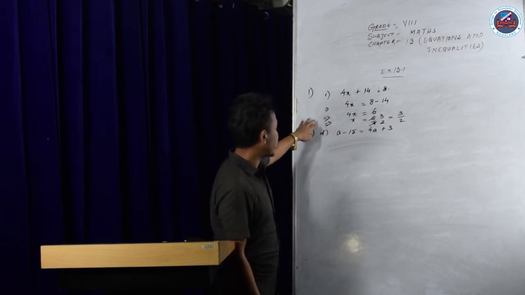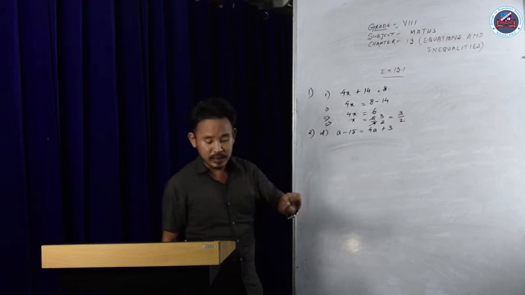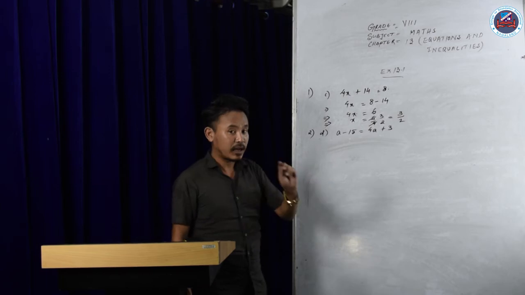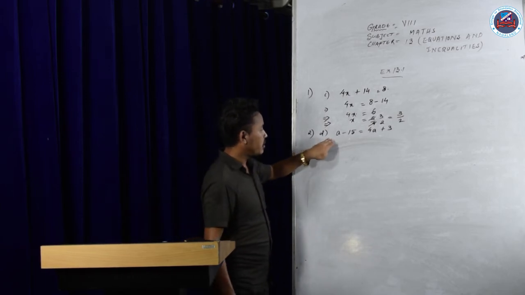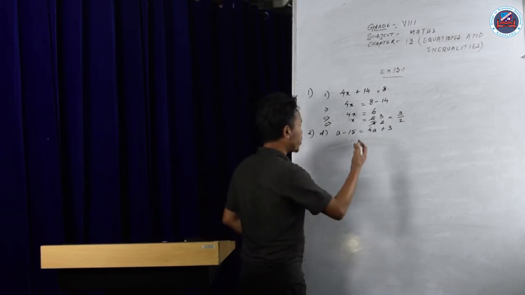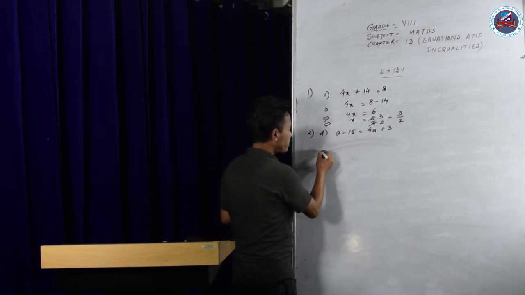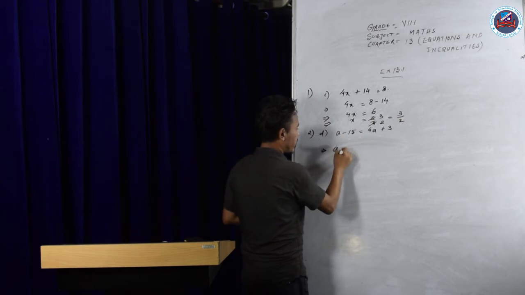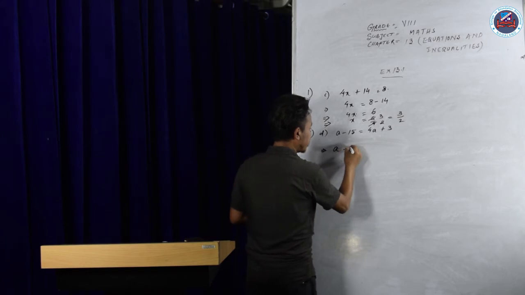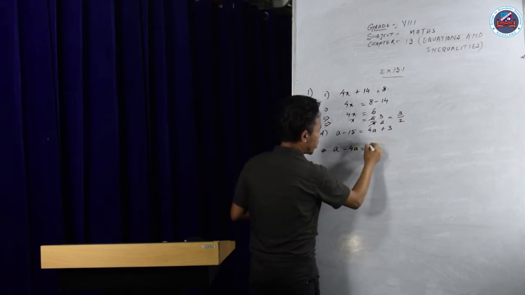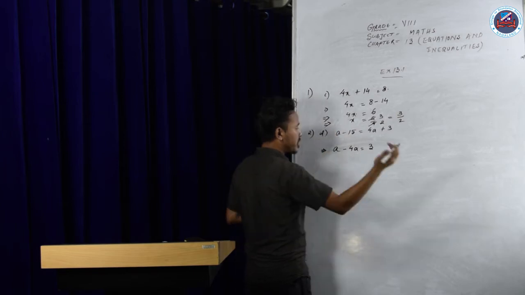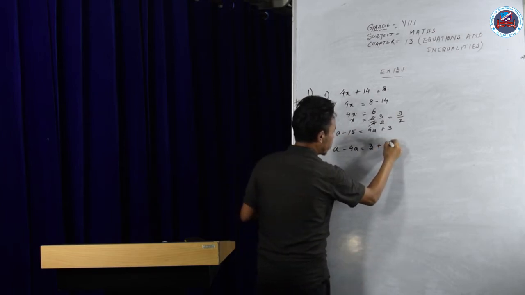Now, moving on to the next question, that is question number 2D. From question number 1, I have chosen one sum. From question number 2, I'll choose another, that is a minus 15 equals 4a plus 3. Let's follow the same thing here as well. The variable here is a. This plus 4a, if I shift it to the left hand side, becomes minus 4a. Here 3 is already there. And when we shift this minus 15 to the right hand side, it becomes positive 15.